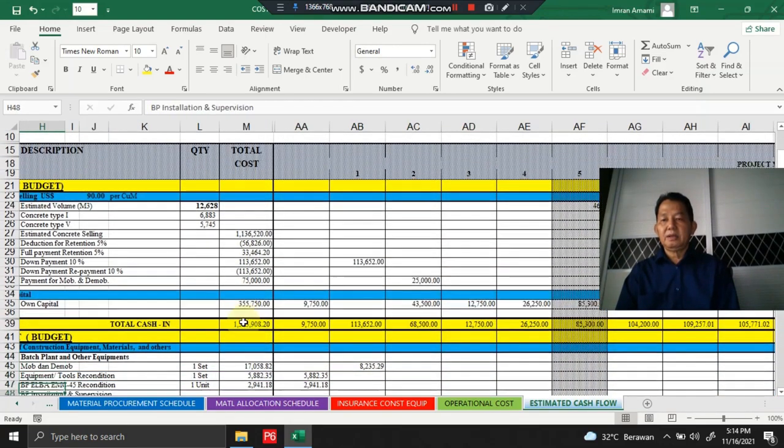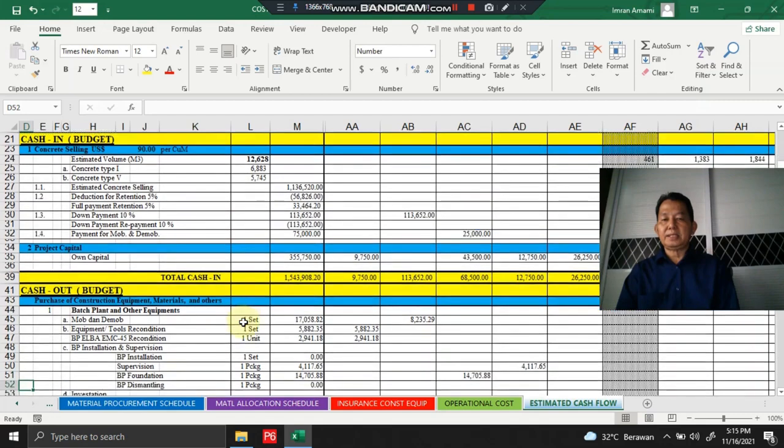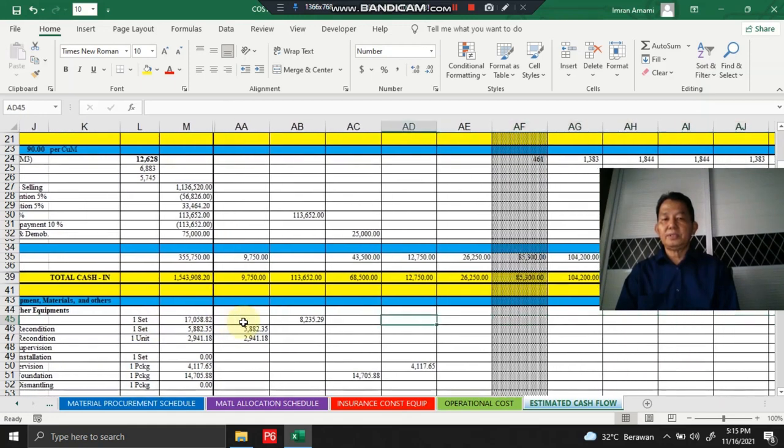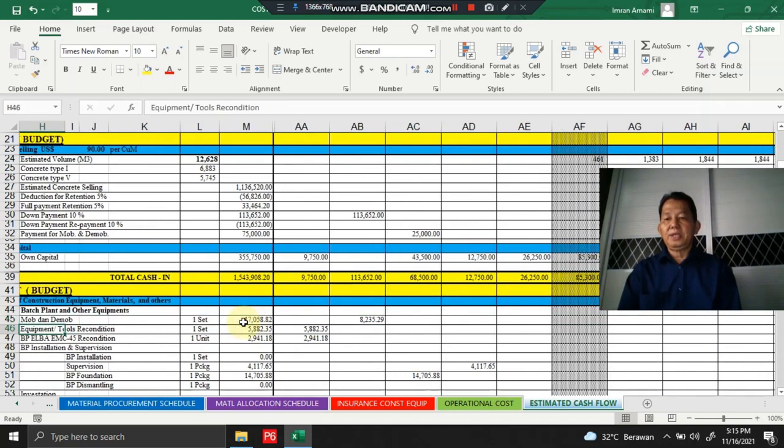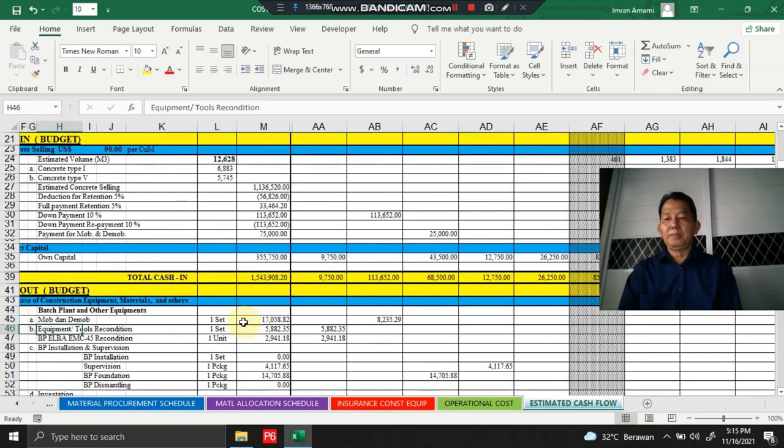And then the cash out budget. We put the mobilization and demobilization costs in the 4 months before the first month of concrete supply. And then the recondition of batching plant equipment and other tools, we arrange 5 months earlier, before the first month of concrete supply.